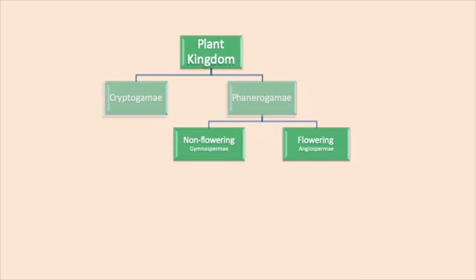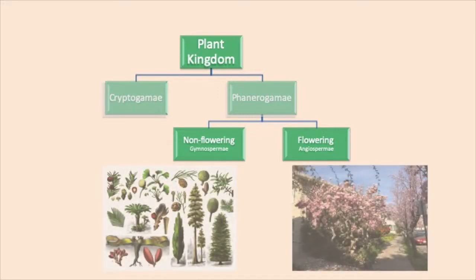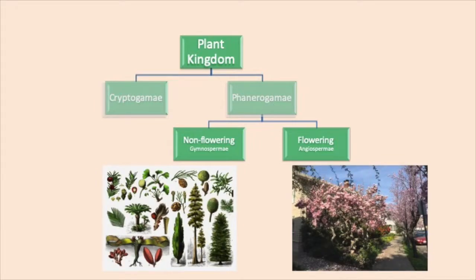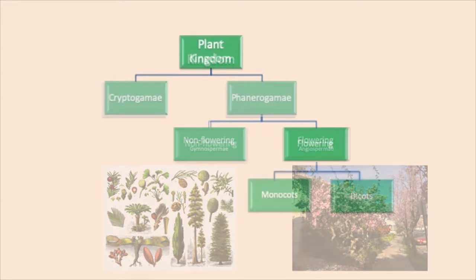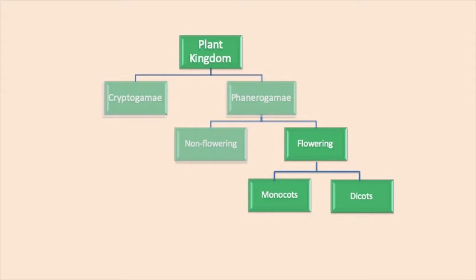Seed-producing plants are divided into flowering and non-flowering plants. Non-flowering plants include ferns and conifers, such as pines and redwoods. Flowering plants, in turn, are divided into monocots and dicots. Monocots have a single cotyledon, or vein, in the embryo of their seed, whereas dicots have embryos with two veins. The two groups also vary in other characteristics, such as roots and leaves.